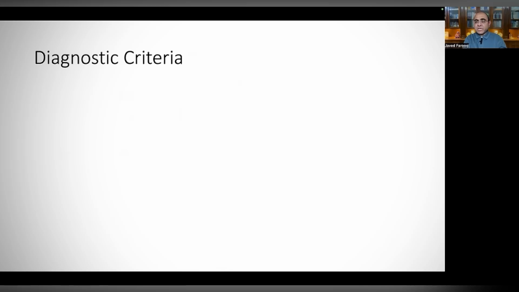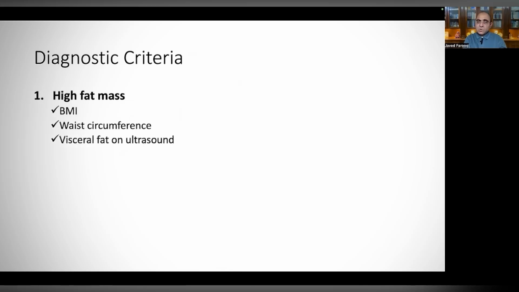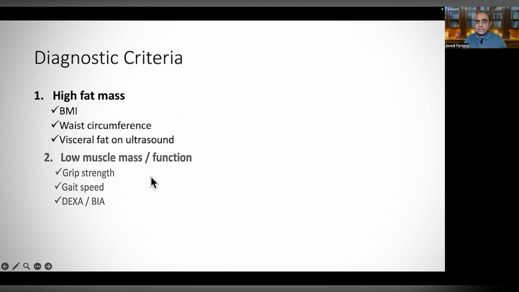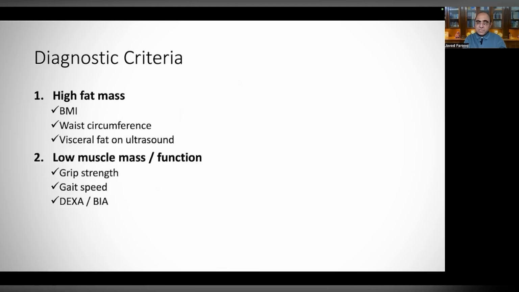What are the diagnostic criteria for sarcopenic obesity? There are two components. First, the fat mass is increased, and this is determined by BMI, waist circumference, and visceral fat on ultrasound. And then there is low muscle mass or function, which is assessed by grip strength, gait speed, and DEXA or BIA.